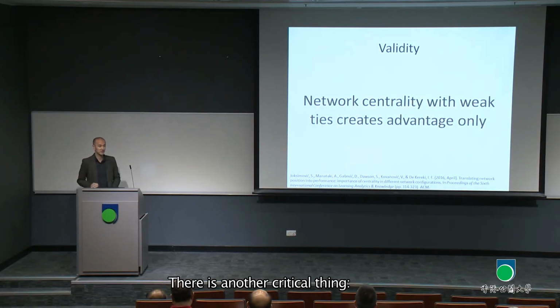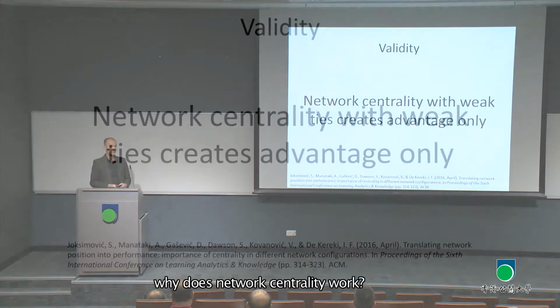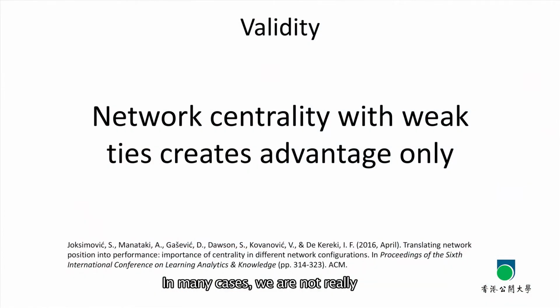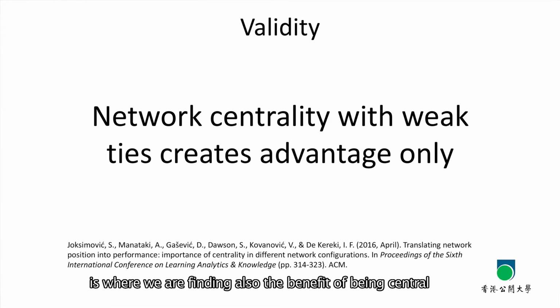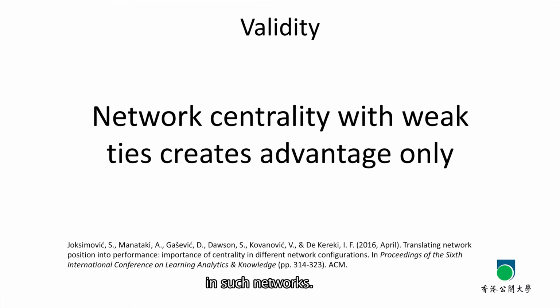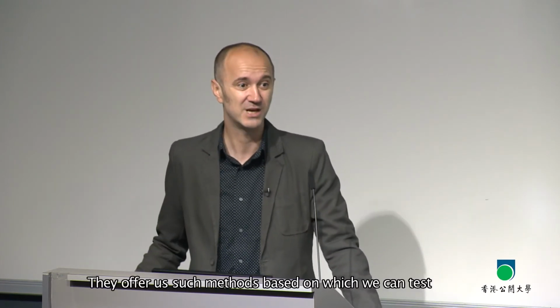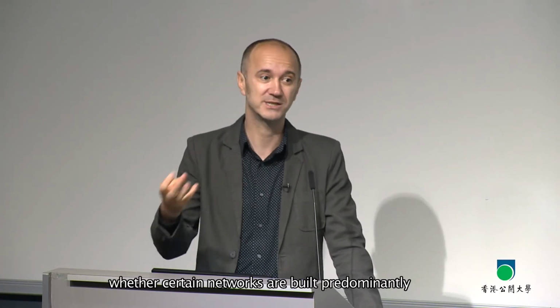There's another critical thing: why network centrality doesn't work. Well, in many cases, we are not really going back to what theory tells us. And the theory tells us that only those social networks in which we see the prevalence of weak ties is where we are finding also the benefit of being central in such networks. So there are now quite sophisticated data science methods. I'm not dismissing data science. Data science is great. It offers us methods based on which we can test whether certain networks are built predominantly on weak ties or not.